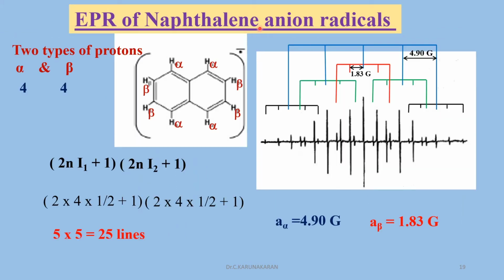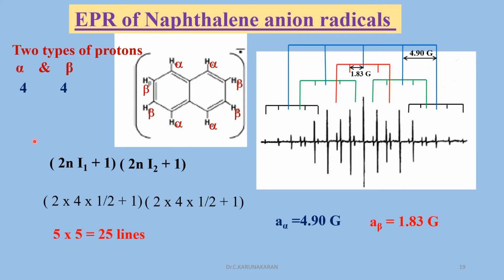Let us now see the naphthalene anion radical, similar to the benzene anion radical. Here there are two types of protons: 4 alpha protons and 4 beta protons. Therefore, they have different chemical shifts as well as different coupling constants. For example, the hyperfine coupling constant A for the alpha proton is 4.9 Gauss, and A beta is 1.83 Gauss. The unit for hyperfine coupling constant is Gauss, whereas for J it is Hertz.